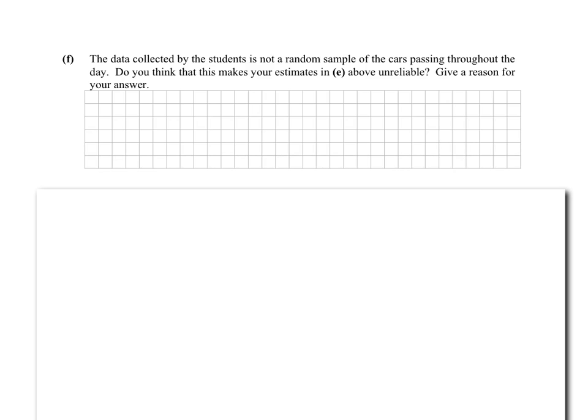Finally, part F. The data collected by students is not a random sample, so that's the original 500. It's not a random sample of cars passing through the day, so obviously there's an issue about the way in which they chose those 500 cars. Do you think this makes your estimates for E unreliable? So for the 2,400 cars, do we think that our data that we got from the 500 will skew the data somehow? Well, to be honest with you, whatever you argue, you'll get the mark as long as you can give a reasoned argument for it.